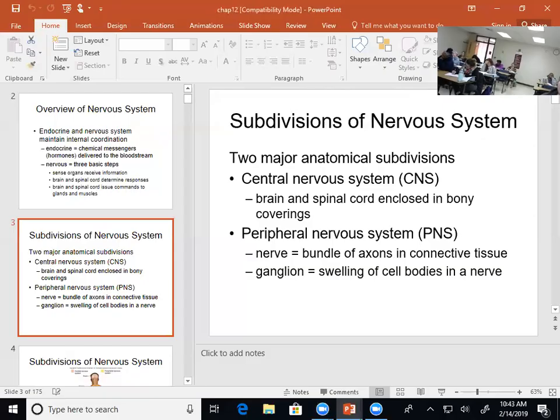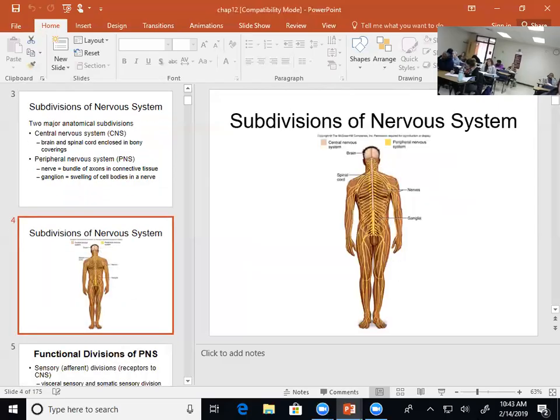I would want you to know, when we think about these divisions, and here's a picture of them where you have this flesh color for the brain and spinal cord, and then these peripheral nerves coming off, that there are 12 pairs of cranial nerves that we're going to learn, all of them. But there are also 31 pairs of spinal nerves coming off the spinal column. Where they're yellow in this picture, those represent the peripheral nervous system.